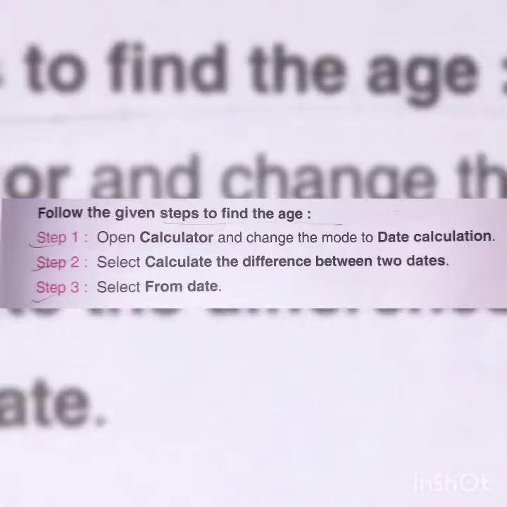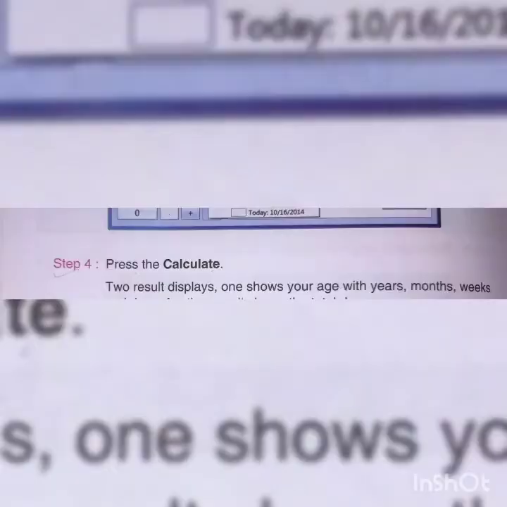Step 1. Open the calculator and change the mode to date calculation. Step 2. Select calculate the difference between two dates. Step 3. Select from date. At last, press calculate. Two results are displayed. One shows your age in years, months, weeks and days. Another result shows the total days.